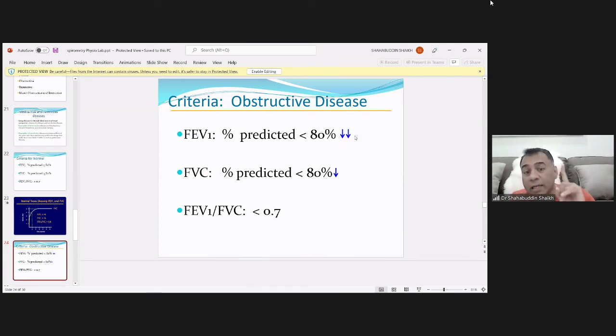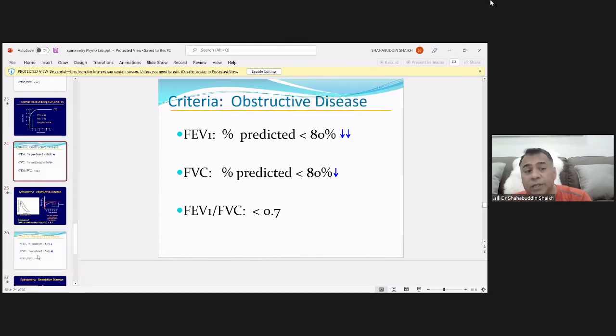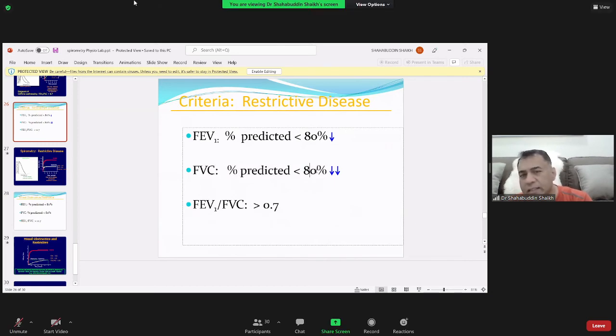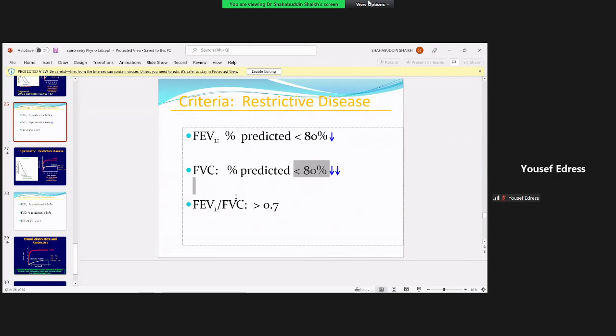That is one criteria. The second criteria is the FEV1/FVC ratio. That also has to be less. Then we'll say it is an obstructive condition. For restrictive condition, for any condition, first always see FVC. If FVC is very less than 80% of predicted, then the rest you don't have to see. It will be a restrictive condition.